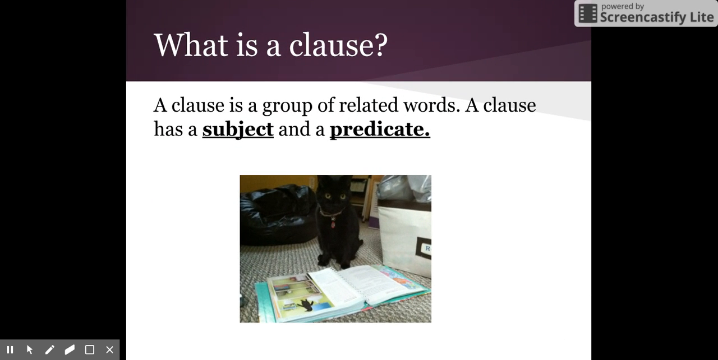A clause is a group of related words. A clause has a subject and a predicate. And here is a phrase you will hear over and over again this year. A clause, not the Santa, has a subject and a predicate. I want you to say it this time with me. A clause, not the Santa, has a subject and a predicate. Now, do you remember what is a subject?